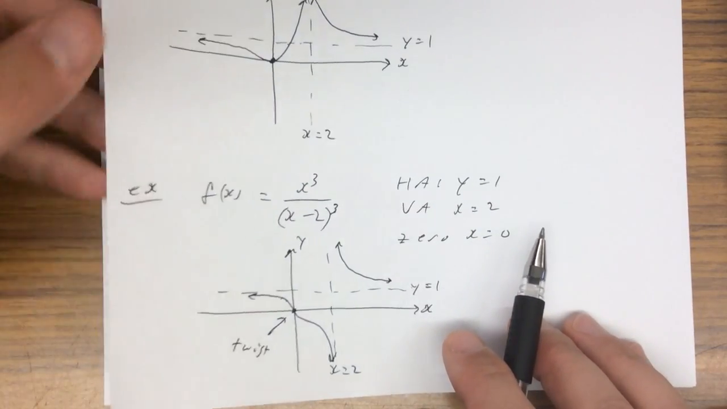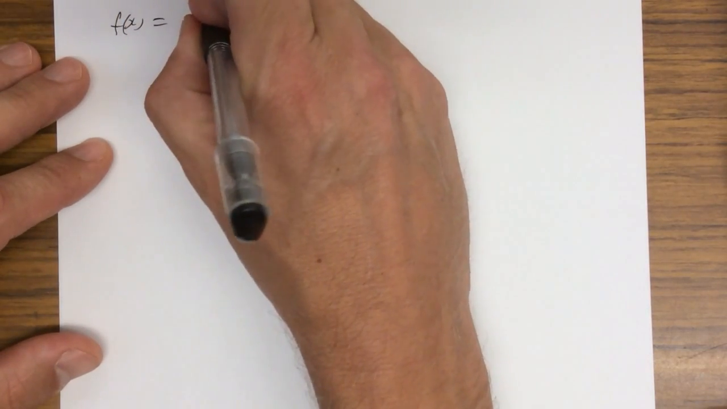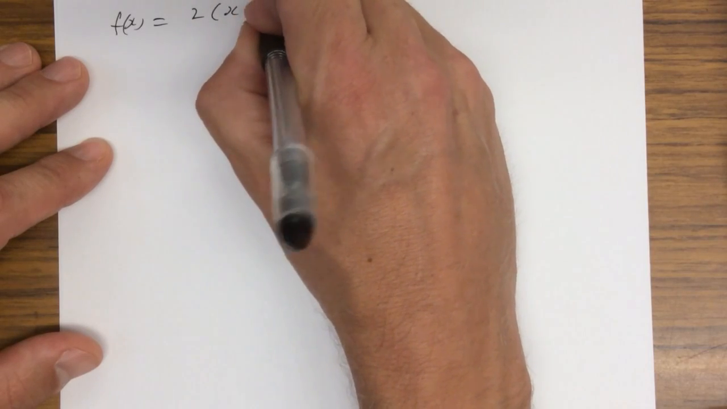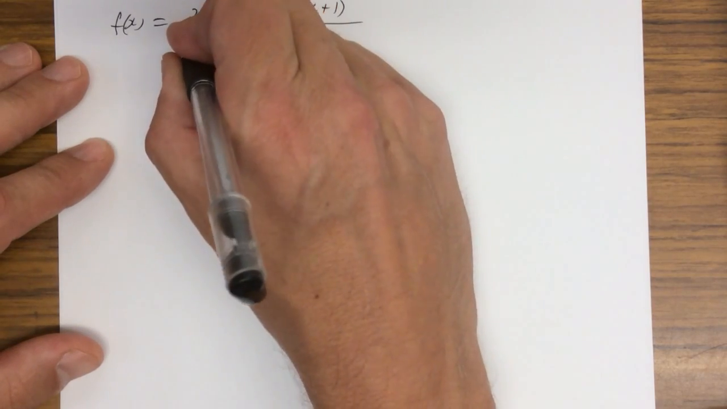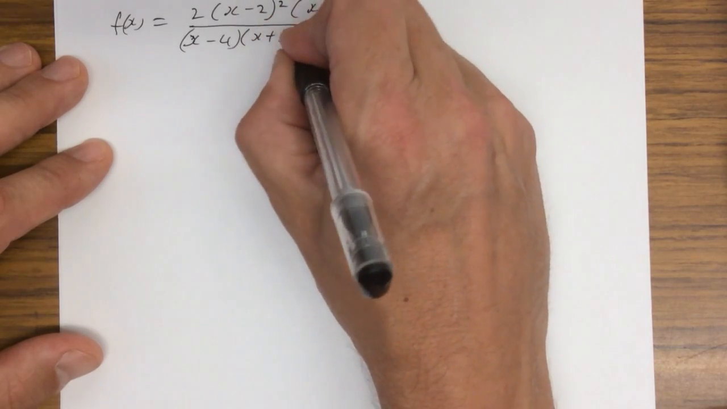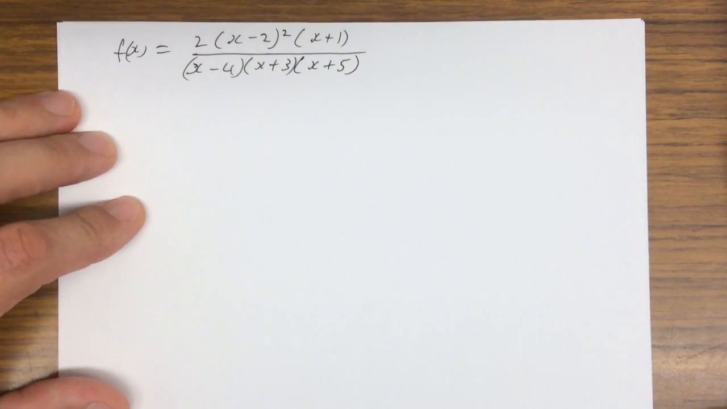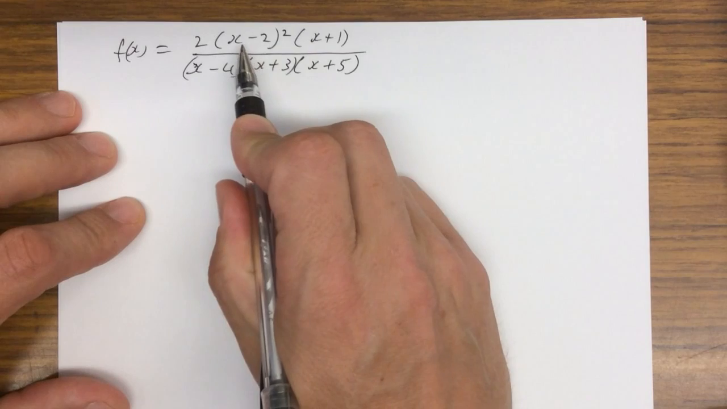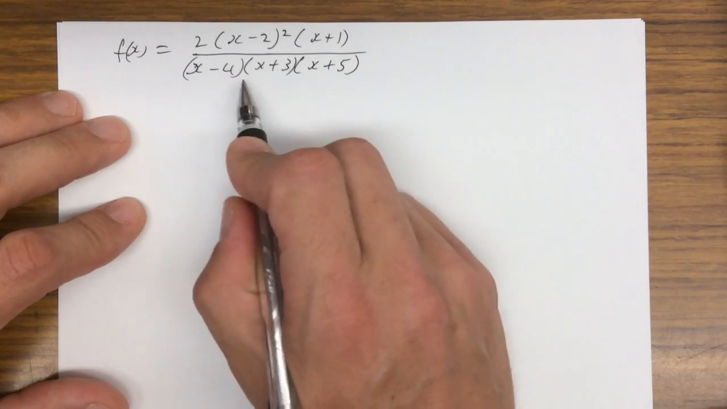Okay? And how about we look at something a little bit more difficult, just to get you prepared for this stuff. So f of x equals (2x minus 2) squared times (x plus 1) all over (x minus 4)(x plus 3)(x plus 5). When we look at this, we see that the top is going to be a cubic. A quadratic times a linear is a cubic. And then 3 terms of a cubic here, that's going to be a cubic on the bottom.